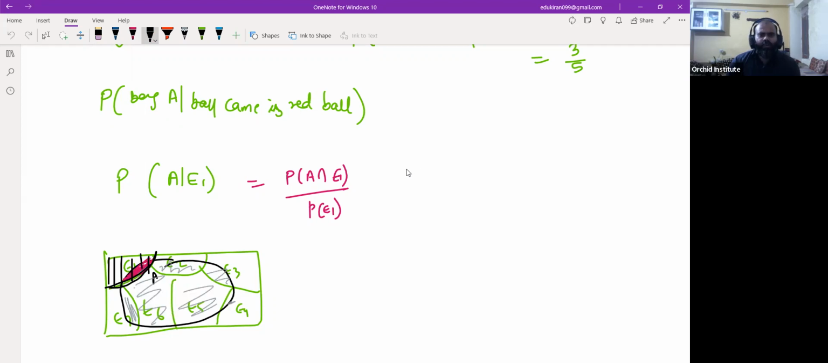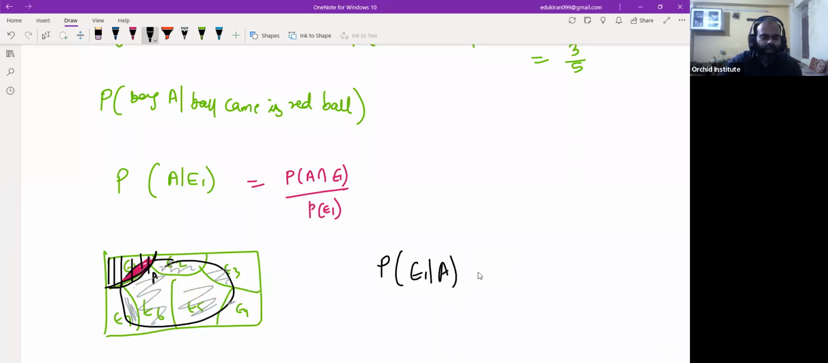That is, what is the probability of getting the red ball if bag A is chosen, or what is the probability of red ball if bag B is chosen. So that is P of A given E1. Now here the question is reverse, P of E1 given A. So what will you do in such a case?